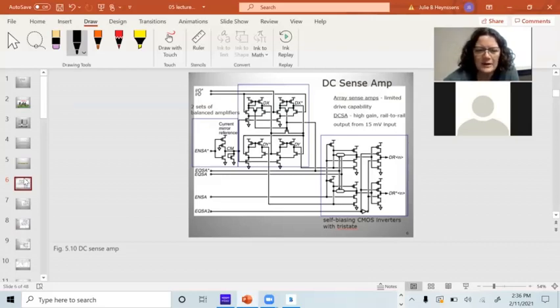And we've got a common current mirror reference here. And we have some output drivers. And we'll talk about the pieces individually.